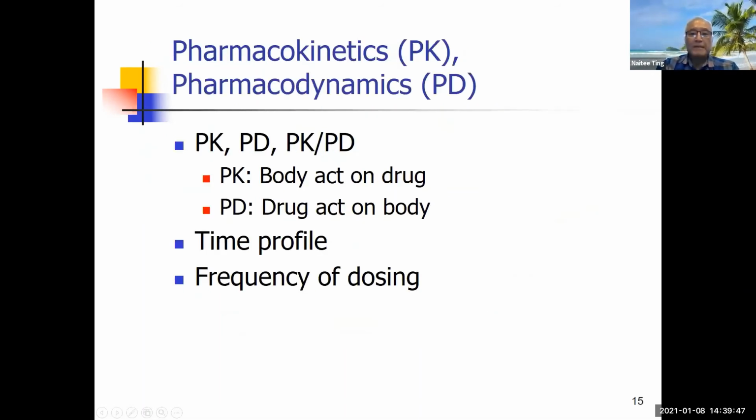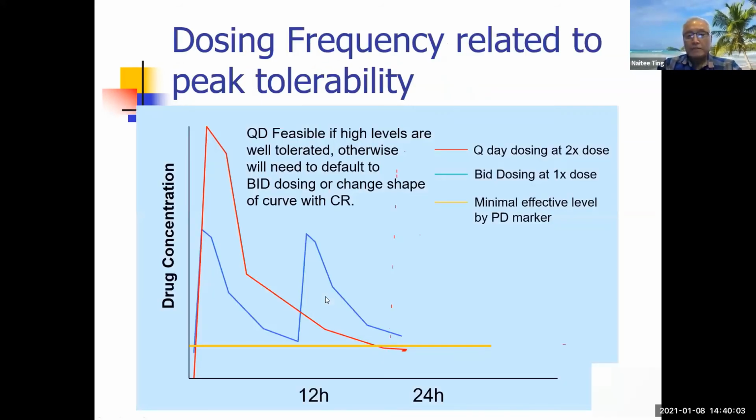So PK, PD, like I said, PK is how your body works on the drug, and PD is how the drug works on your body. Basically, you want to establish some kind of time profile. And this time profile will help you understand the frequency of dosing. So let's take a look at this picture. Now, the blue line is the drug concentration in your body. So this is what we call a time concentration curve.